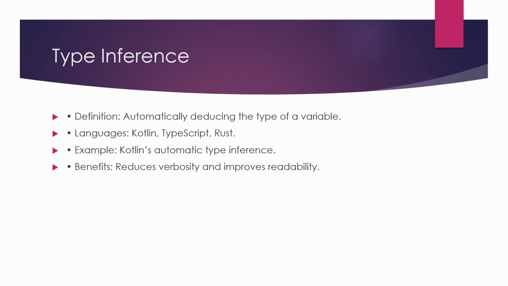Next, we have type inference, which allows programming languages to automatically deduce the type of a variable based on its assigned value. Languages like Kotlin, TypeScript, and Rust all use type inference to make the code cleaner and less verbose. For example, Kotlin allows you to declare a variable without specifying its type, and it will infer the correct type based on the assigned value. This not only reduces redundancy but also improves code readability.